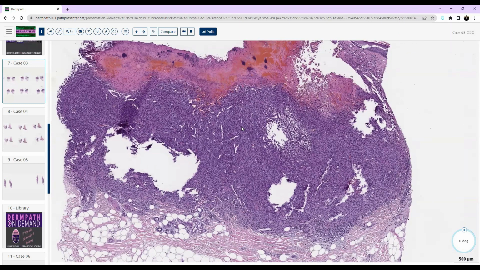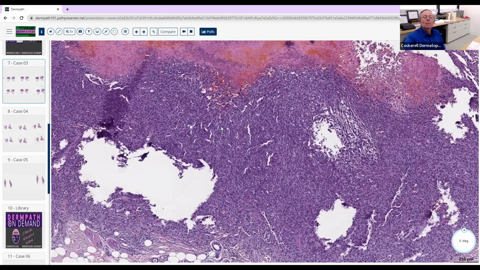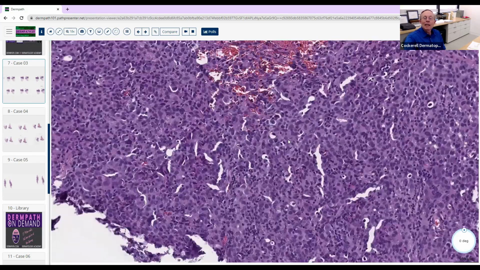Correct. What pattern of granulomatous inflammation would you call this? Is it suppurative granulomatous? Is it foreign body granuloma? Is it palisaded granuloma? Is it sarcoidal granulomatous dermatitis? Foreign body? Or none of the above? None of those. None of the above. Okay. So let's look at it at a little higher magnification.